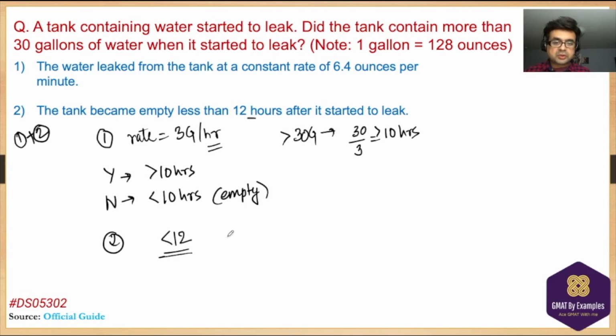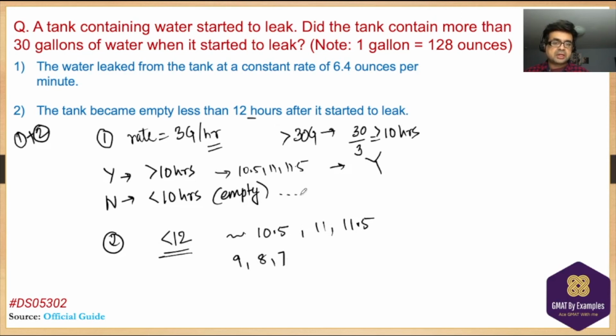Less than 12 hours could mean 10.5 hours. It could mean 11 hours. It could mean 11.5 hours, all of which lie in this category, right? Which answers yes to the asked question. And less than 12 could also mean 9 hours, 8 hours, 7 hours, which lie in this category, that the tank is getting empty within less than 10 hours, which answers a no to the asked question, because the initial volume in this case is less than 30.